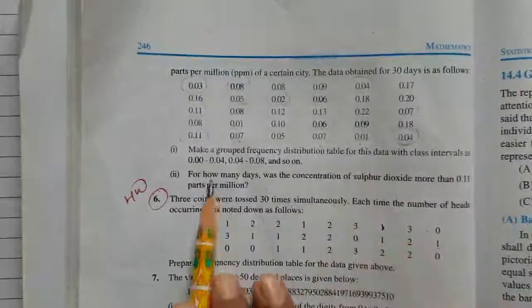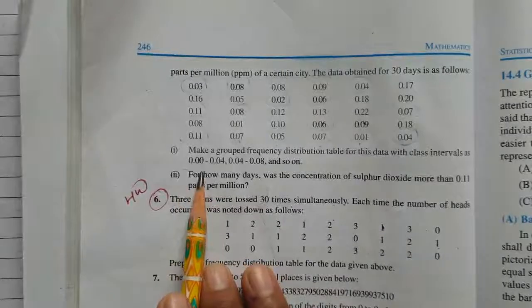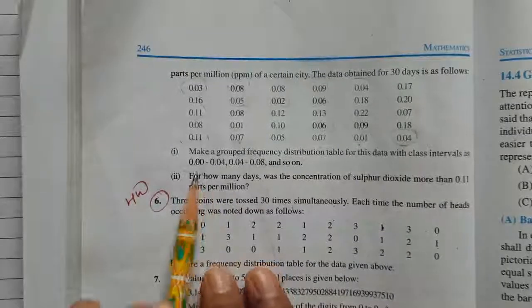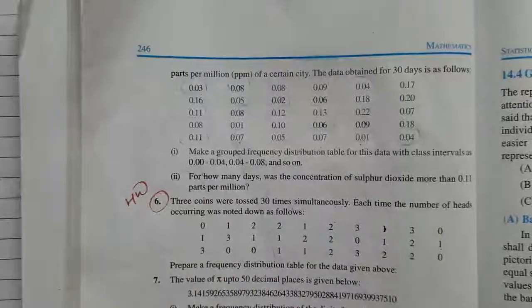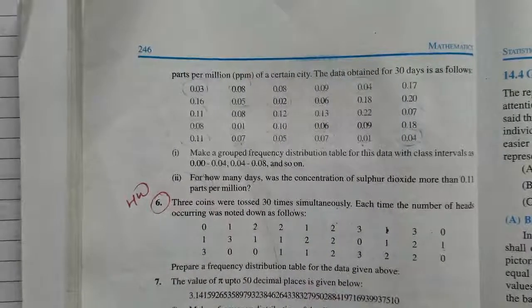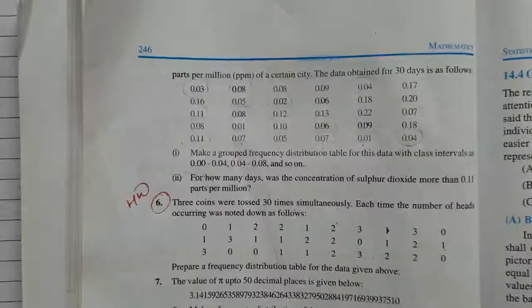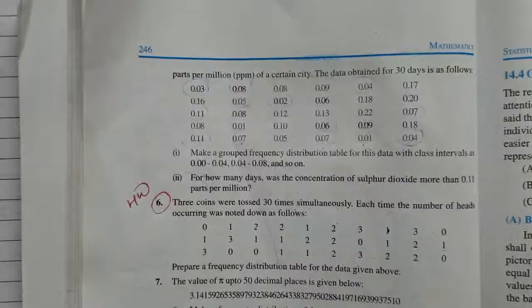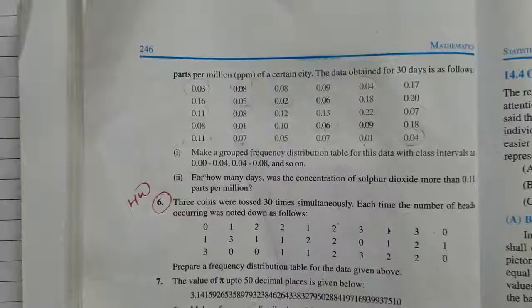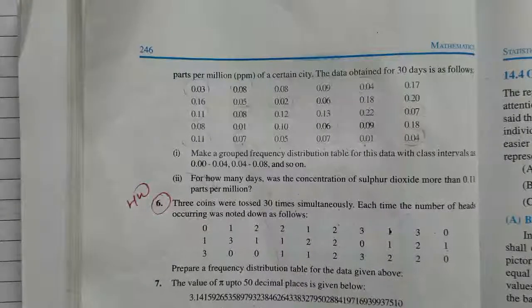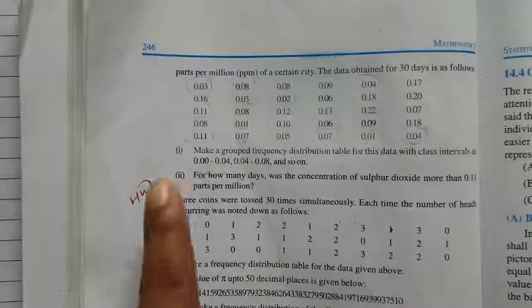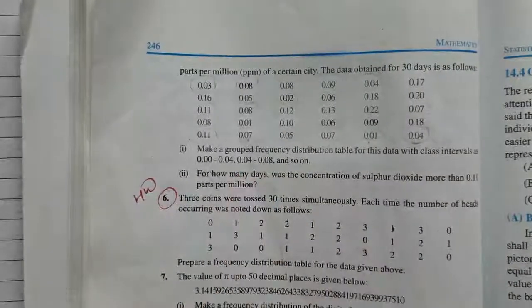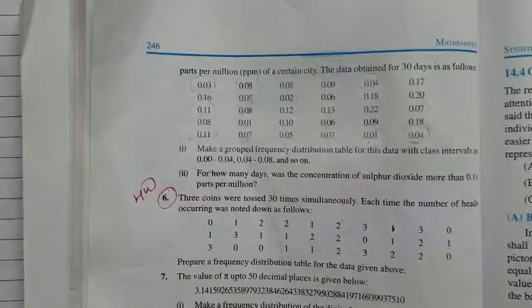The class interval is already given, how we have to make our class interval. The class width should be 0.04. So our class interval will go in that way. What should be the upper limit of the last class interval? As we know, there is a gap of 0.04.